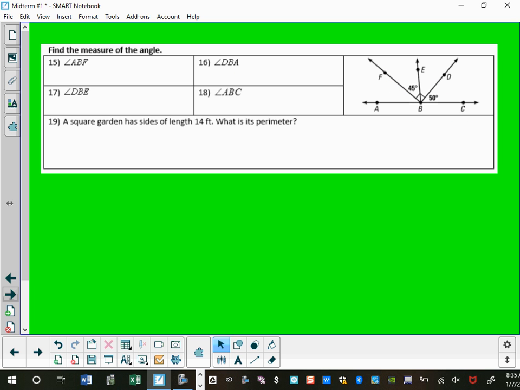Alright, so find the measure of the angle. Once again, this picture is the same picture that we just had. So I know that this part here is 45. I know this part here is 40. If you want to go through all the calculations again, you definitely can, but just take the same picture. It says find the measure of ABF. What is the measure of ABF? 40 degrees.